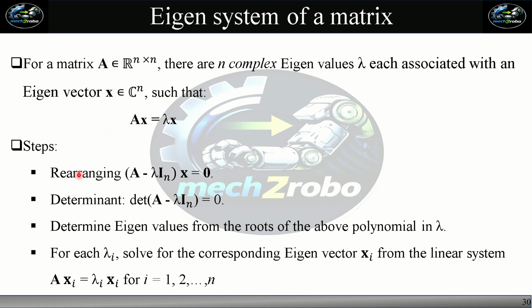And the steps to compute this: calculate the determinant of the matrix A minus lambda I, and we get a polynomial equation in terms of lambda. By solving this polynomial we get the roots, which are the eigenvalues, that is lambda, of our given matrix A. Then we put these lambda values in this equation and we get the corresponding eigenvectors of that matrix.